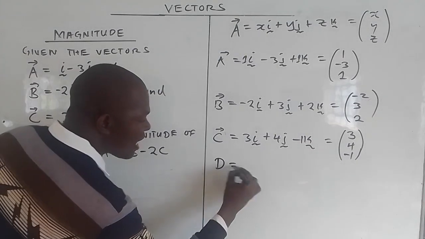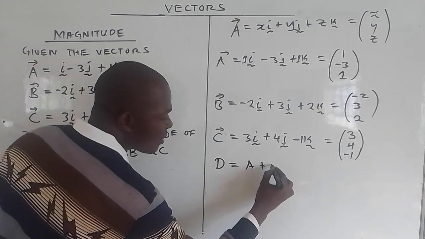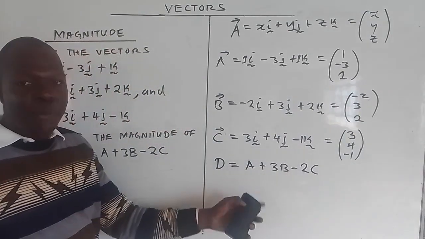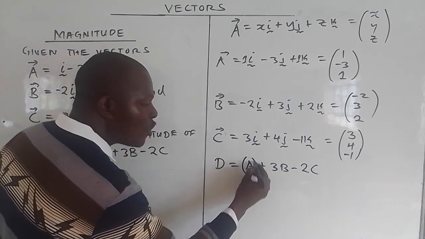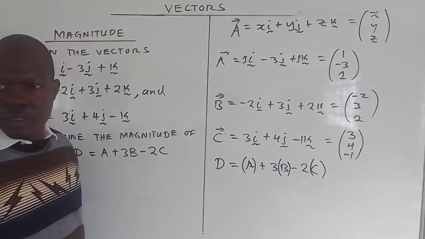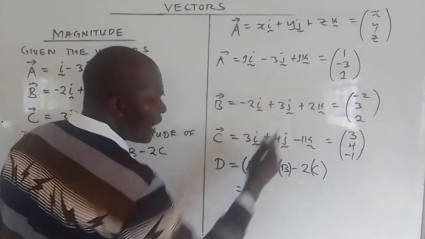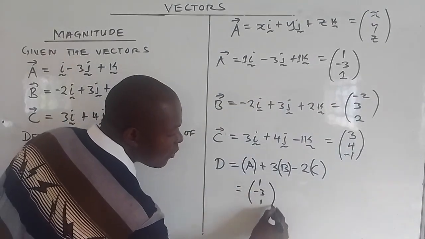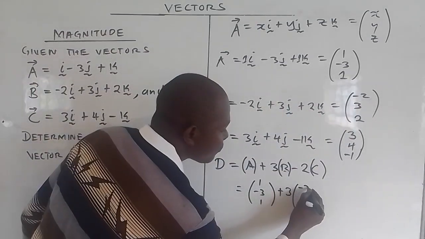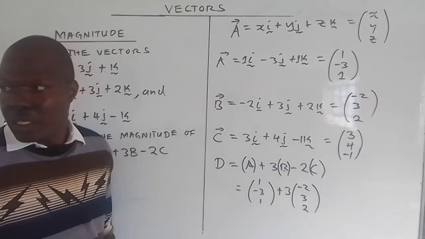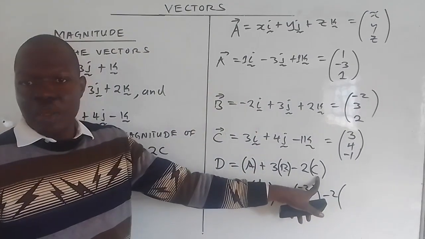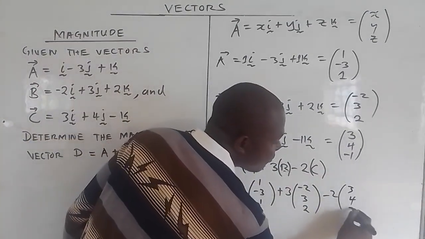What is vector D? Vector D you are told is A plus 3B plus minus 2C. So we want to substitute the value of A, B, C. Where there is A, you put the value of A. Where there is B, you put the value of B. Where there is C, you put the value of C. So start substituting. What is A? A is the column vector 1, negative 3, 1, isn't it? Then it plus 3 into B. What is B? Negative 2, 3, 2, isn't it? Are we in order? Then it is minus 2 into C. What is C? 3, 4, negative 1, isn't it?